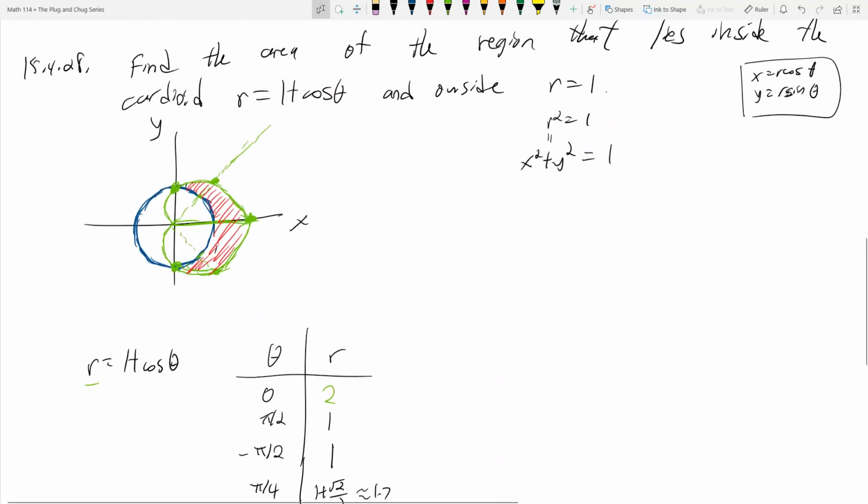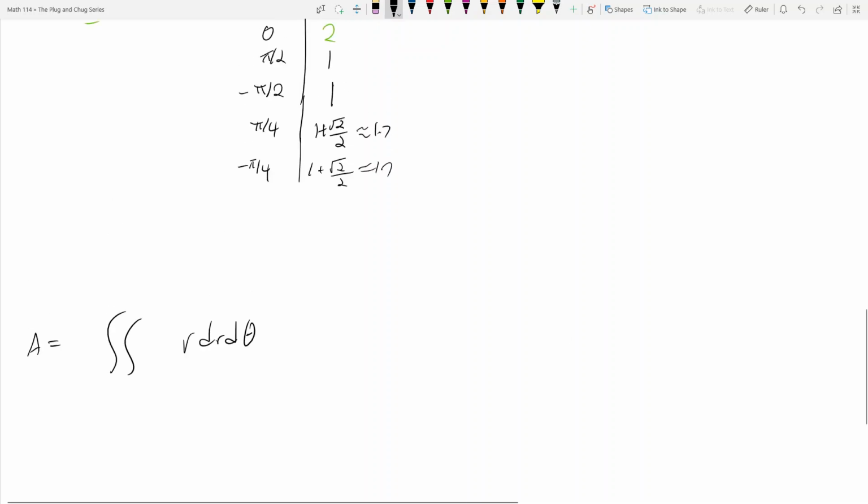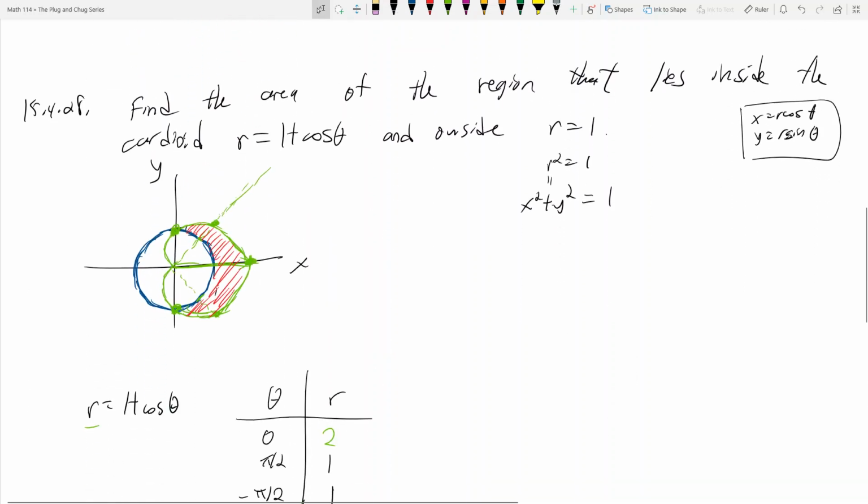All right. So how do we set up this integral? Well, it's going to be a double integral of r dr d theta. That's going to be our region. And let's do it down here. So area is equal to the double integral of r dr d theta. What are my limits of r? Well, the problem actually gives it away for me, because it says it's inside the region 1 plus cosine theta, and it's outside r equals 1.